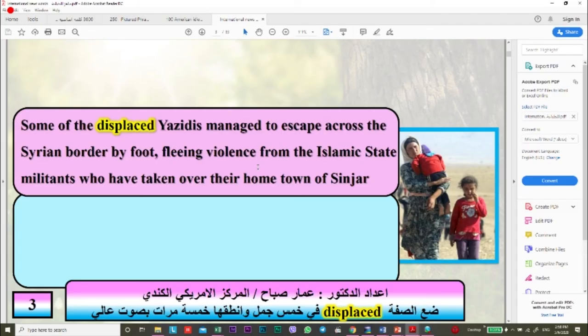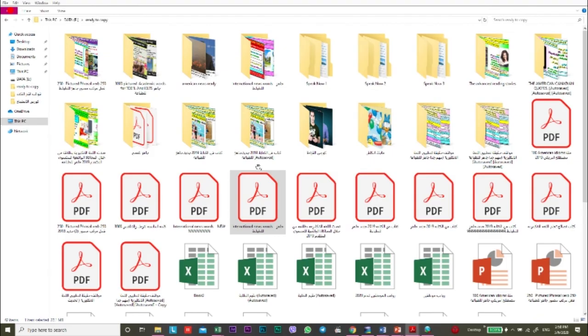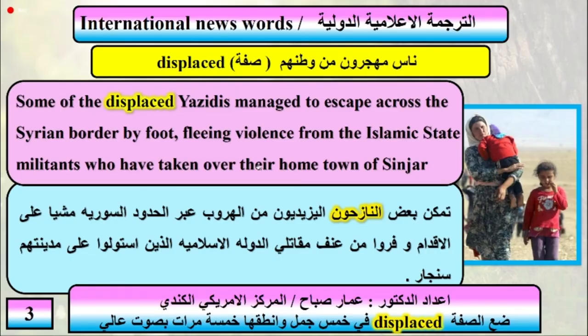The first word that we have today is displaced. Displaced means مهجرون. Adjective, صفة. Displaced, when someone is going to leave his homeland or his place or his home forcibly, من شخص معين عندما يترك مكانه أو يترك بيته بالقوة باستخدام القوة. So they call them displaced. Displaced, مهجرون, صفة. Okay, let's read this media text.